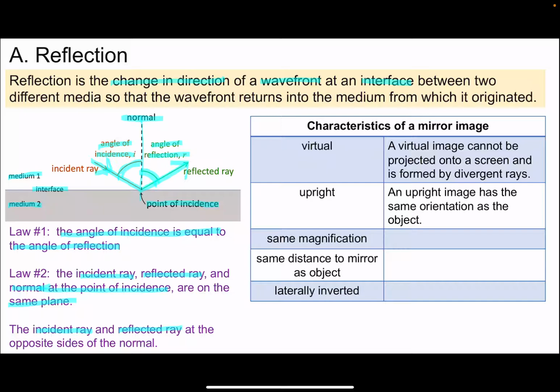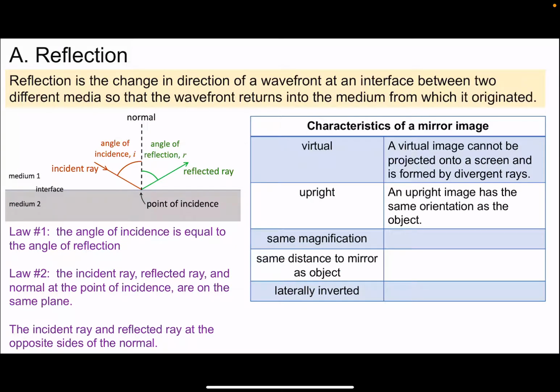Now, the image formed in a mirror is a virtual image. So a virtual image refers to an image that cannot be projected onto a screen. It is formed by divergent rays. So the mirror image is also upright. It has the same magnification as the object. It has the same distance to the mirror as the object, and it is laterally inverted.